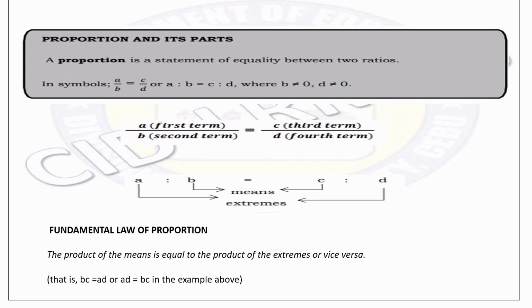Now, I know that you're familiar with the means and the extremes. What is the fundamental law of proportion? How do we know if two ratios are in proportion? Always remember this one: if the product of the means is equal to the product of the extremes, or vice versa, which means the product of the extremes is equal to the product of the means, that means the two ratios are in proportion. In the given example above, that is bc equals ad, or ad equals bc. So the two ratios are in proportion.